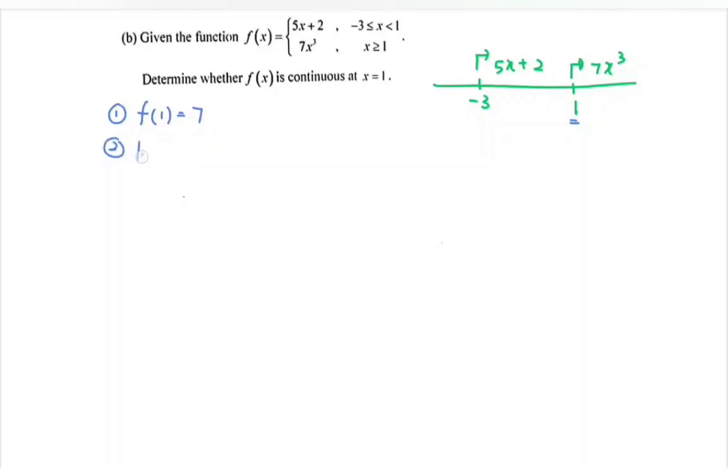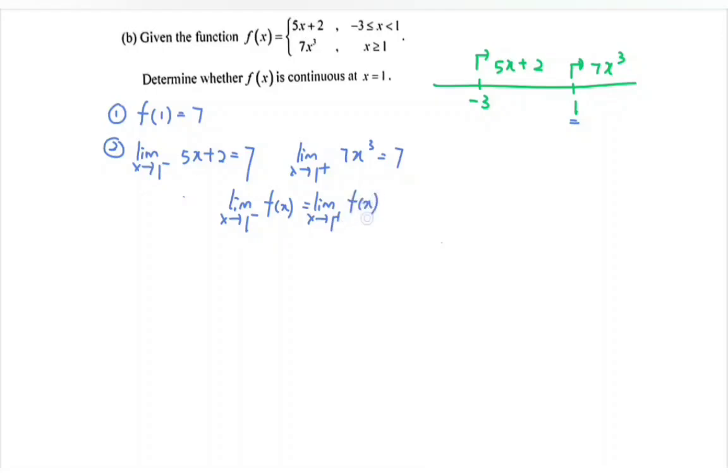Step number 2, determine whether the limit exists or not. Approaching 1 from the left for the function 5x plus 2, if we substitute, we will have 7. The limit when x approaches 1 from the right, 7x to the power 3, we will have 7. The limit when x approaches 1 from the left for f(x) is equal to the limit when x approaches 1 from the right for f(x). So the limit exists. So the limit when x approaches 1 for f(x), the value of y will be approaching 7. So we consider the limit exists.